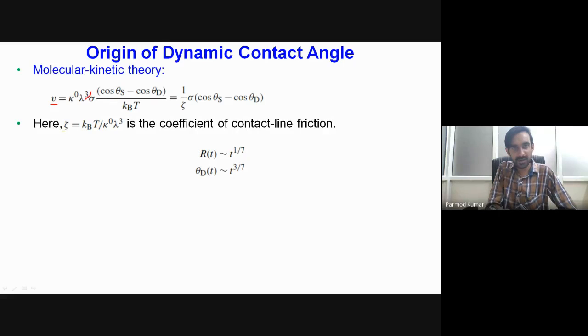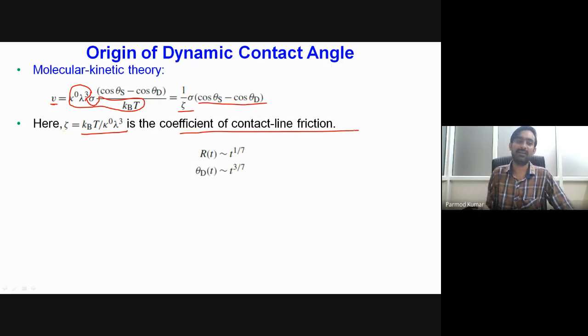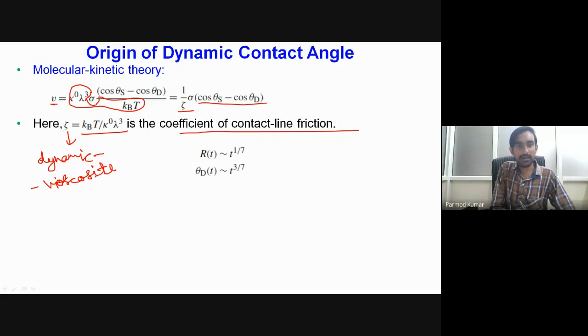So apart from sigma into this cos theta s minus cos theta d driving force, if we consider all other constant quantities, these are called a parameter zeta over here, and this zeta is equal to Kb T divided by K naught lambda cube, and this is called the coefficient of contact line friction. Okay, and particularly this coefficient of contact line friction has units identical to that of the dynamic viscosity.